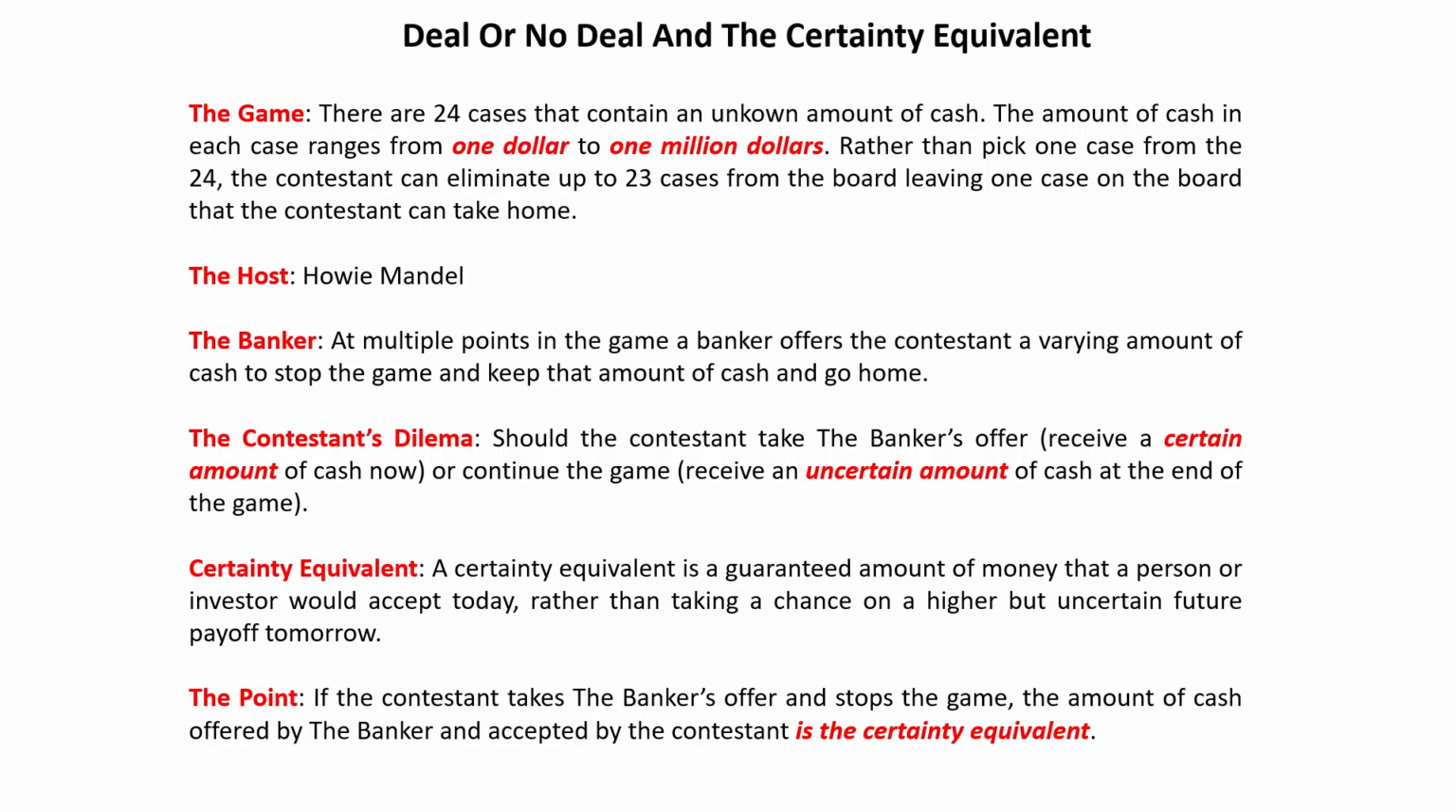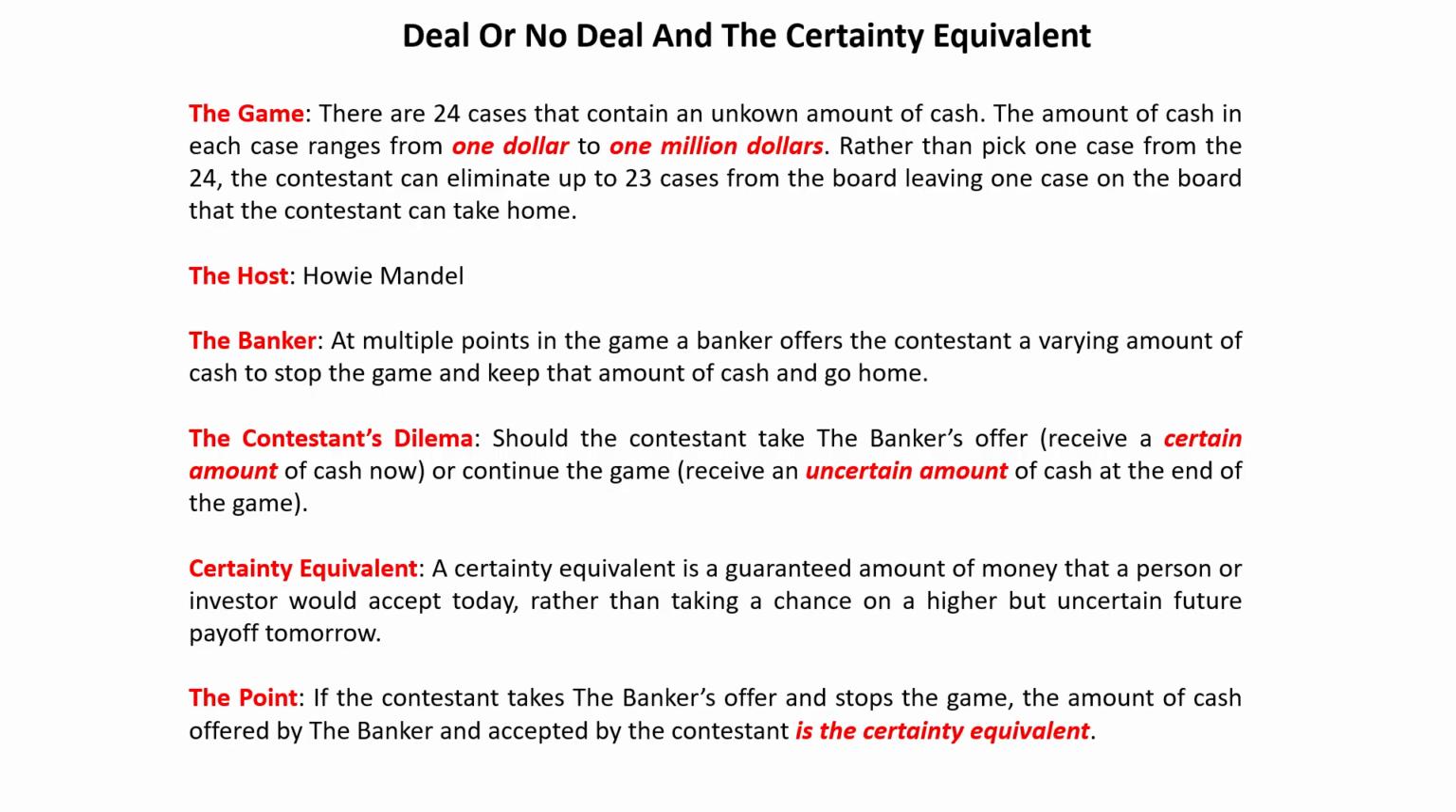There are 24 cases that contain an unknown amount of cash. The amount of cash in each case ranges from $1 to $1 million. But rather than just pick one case from the 24, the contestant can eliminate up to 23 cases from the board, leaving one case on the board that the contestant can take home. And remember that the contestant can take home $1, he can take home $1 million, or something in between. Now, the host is Howie Mandel, but we also have a banker. And at multiple points in the game, the banker offers the contestant various amounts of cash to stop the game, keep that amount of cash, and go home.